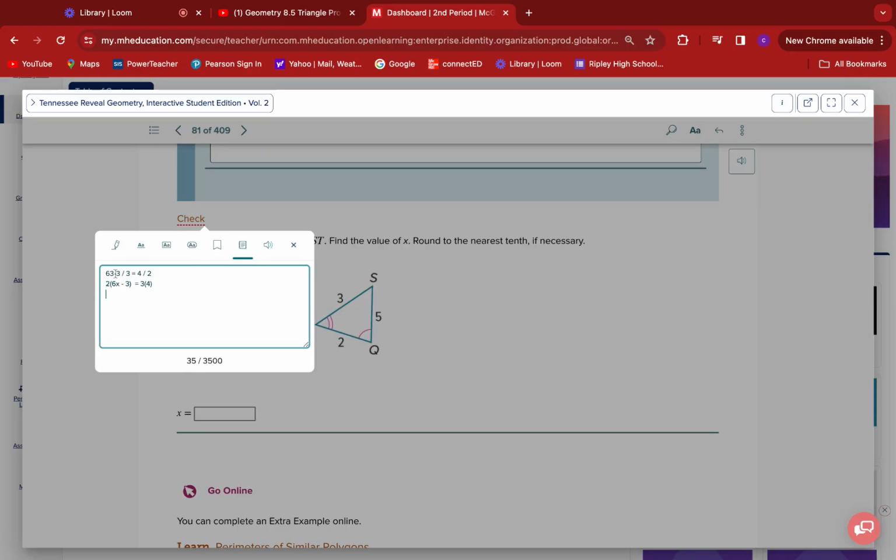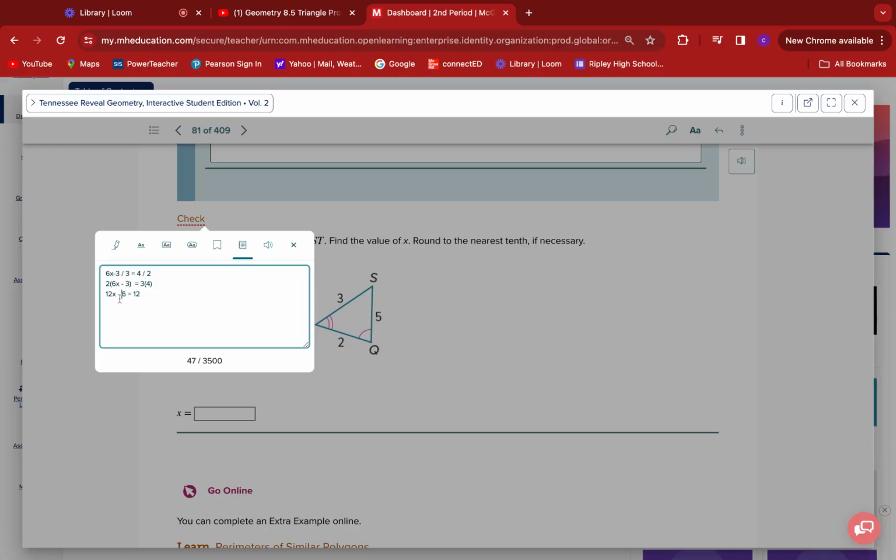I don't like it when it looks like this. I can't see it very well. All right, so, good grief, that should be an X. Okay, I'm just making all kinds of mistakes. Distributive property. 2 times 6x is 12x. 2 times negative 3 is negative 6. 3 times 4 is 12.